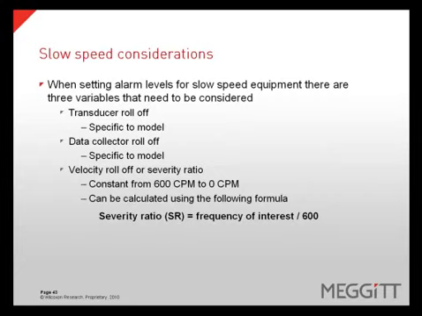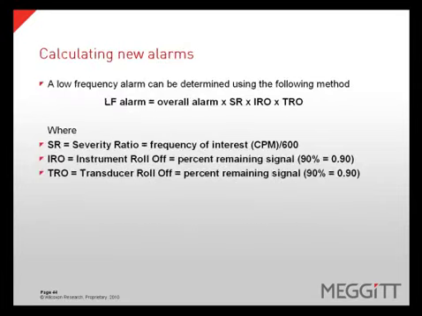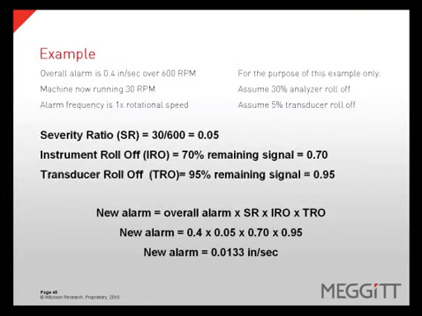I call it a severity ratio, and it is calculated by taking the frequency of interest and dividing it by 600. We can use a formula to determine what our low-frequency alarm should be based on these considerations. To calculate the new alarm levels, we take the alarm levels that we would use above 600 CPM, multiply that by the severity ratio, and then by the percentage of remaining signal from both the instrument roll-off and the transducer roll-off. Let's look at an example.